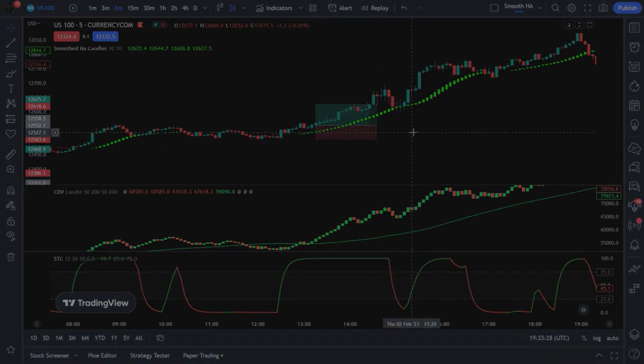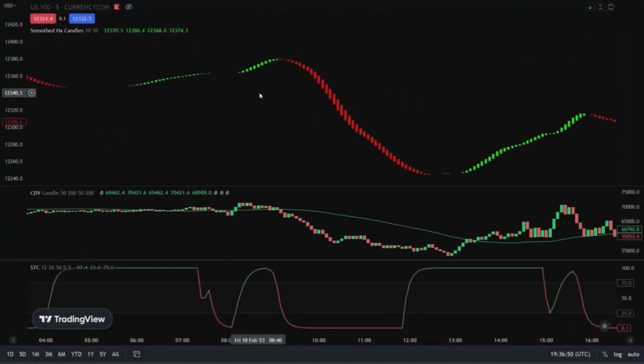Now it's time for some short examples. For short positions, we require 3 things from our strategy. 1. The smooth Heiken Ashi candles are colored in red. 2. The cumulative delta candles are to break below the 50 SMA. Lastly, we need the STC indicator to be colored red and move below the 25 range here. If all of these requirements are met, we can take a short position.